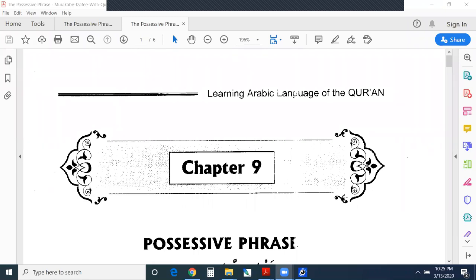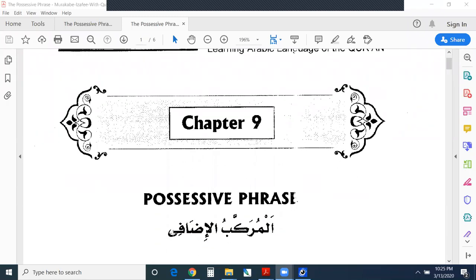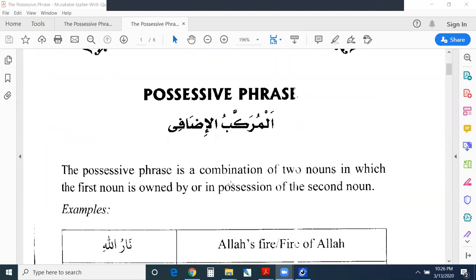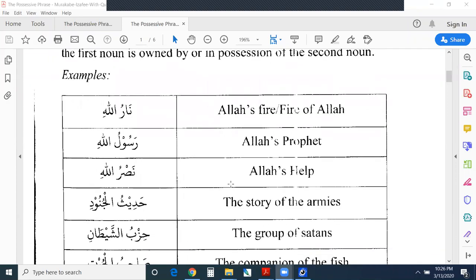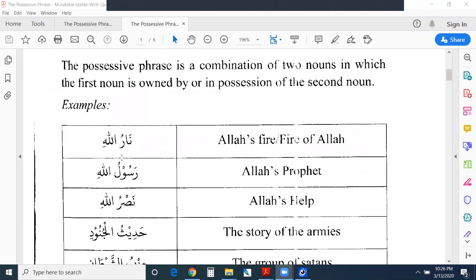Yes. Okay. So, Murakkab Izafi in English is known as possessive phrase. Why possessive? Because it's showing the possession, or we are showing the relationship of two nouns to one another. Okay. For example, here, Narullahi. Narullahi means Allah's fire or fire of Allah.